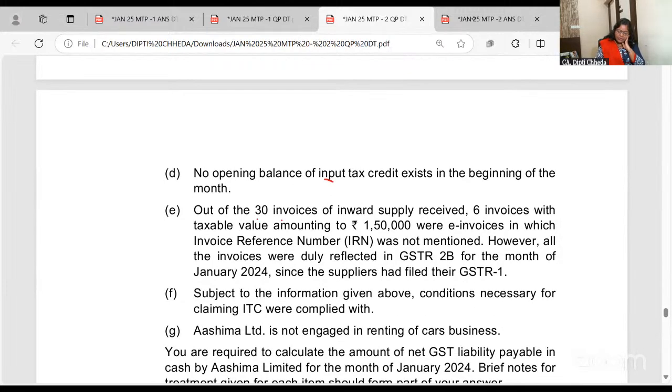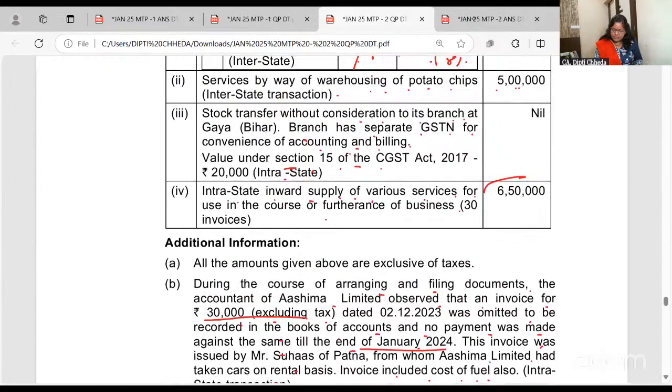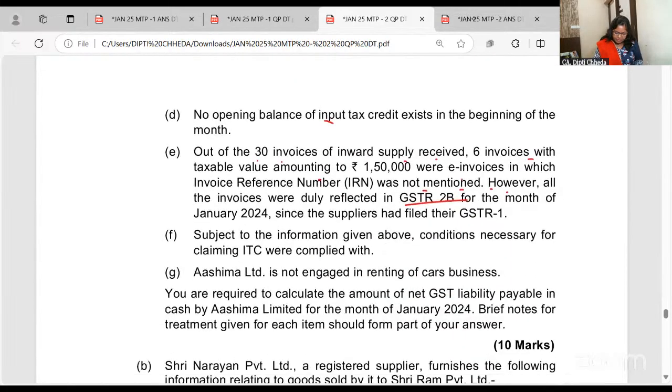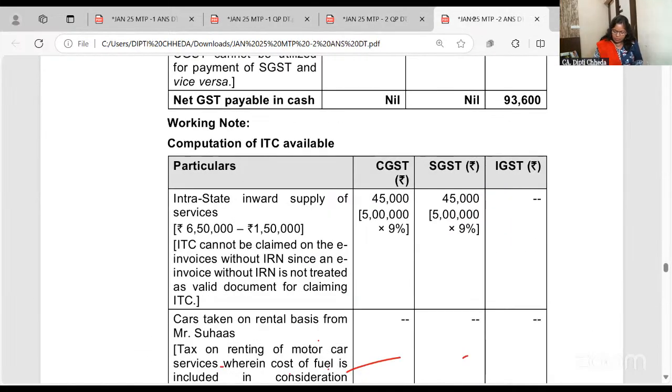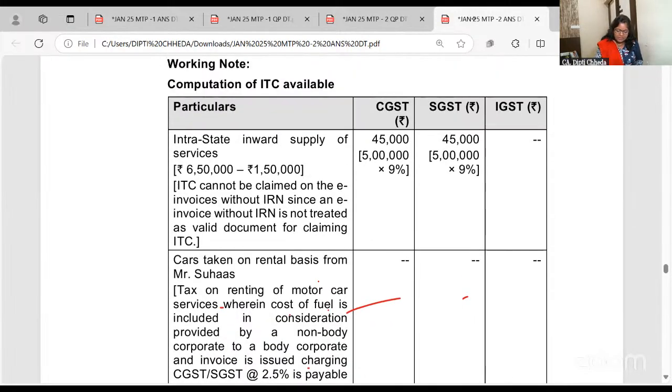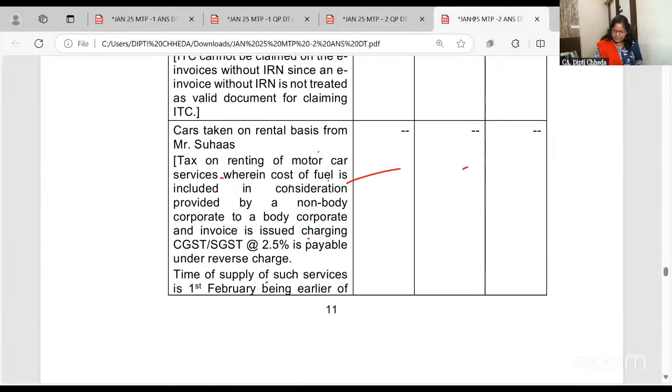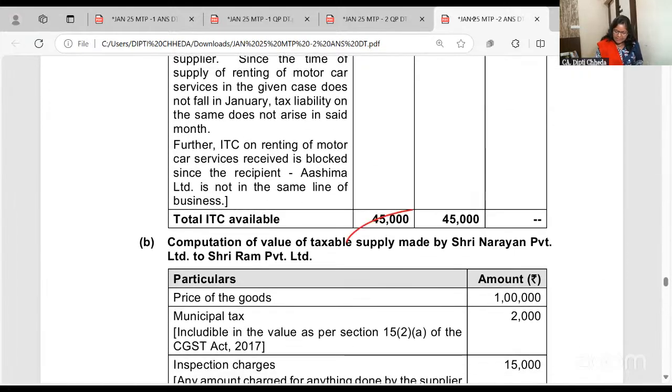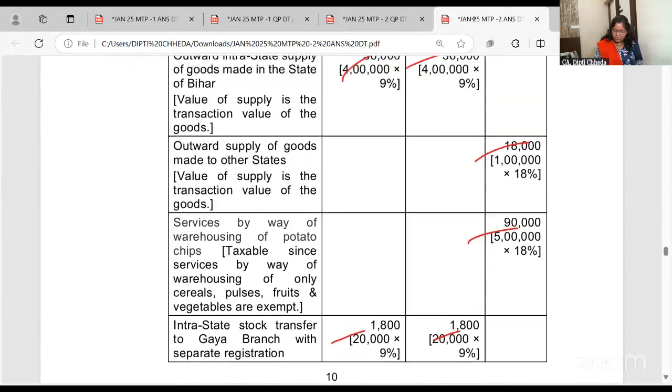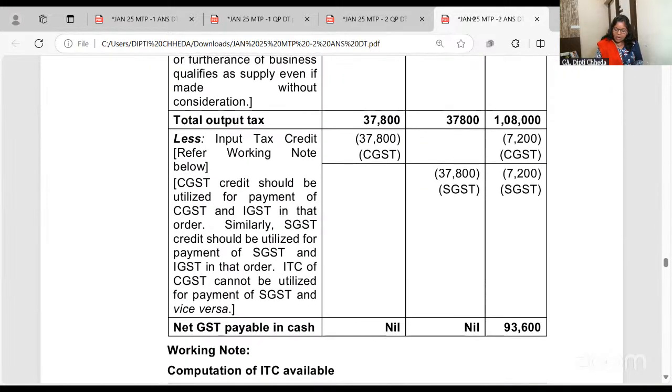Out of the 30 invoices, 6 invoices were taxable where the E-invoice IRN number was not there. Gone. So out of 36 invoices, 30 invoices were of 650. Out of that, 150 you will not get the credit. Rest all the problem is clear. So out of 650, 150 is gone and the remaining you will get the credit. So in input, CGST and SGST is 45,000. In output, they have not written it here, but I always tell you, dear students, write 45 below this so that you come to know.